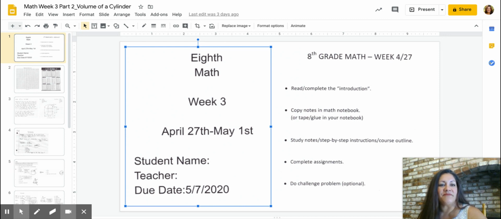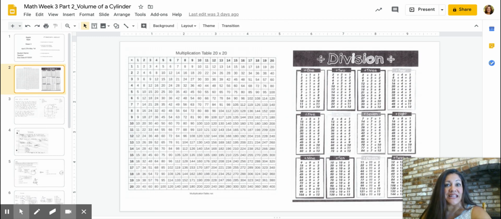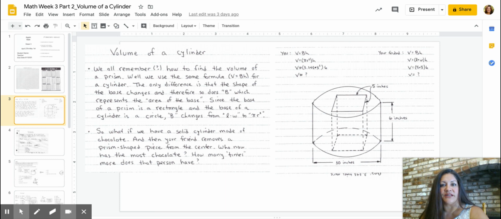Okay. Here is your checklist right here. Read and complete the introduction. Copy notes or put the notes into your notebook. Study the notes and step by step. Complete the assignments again, and do the challenge problem if you would like. Multiplication and division tables are also included.